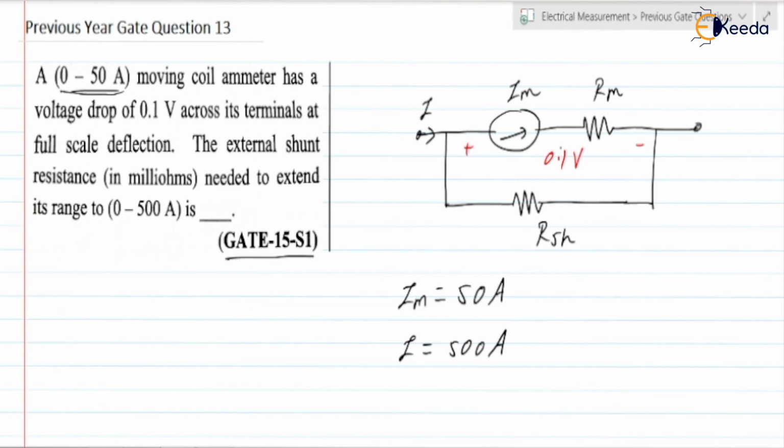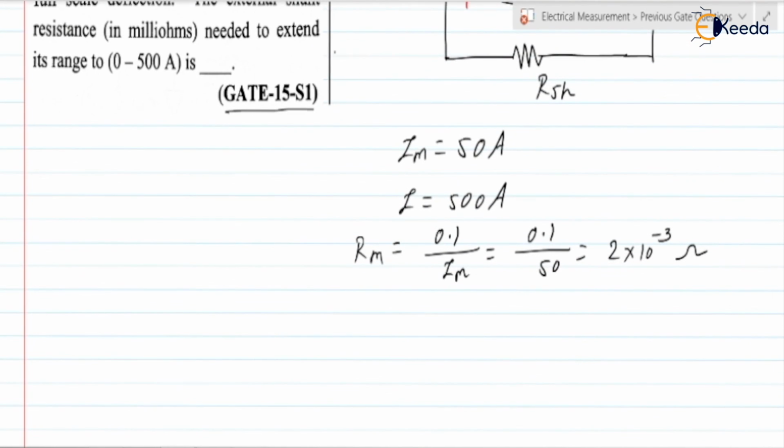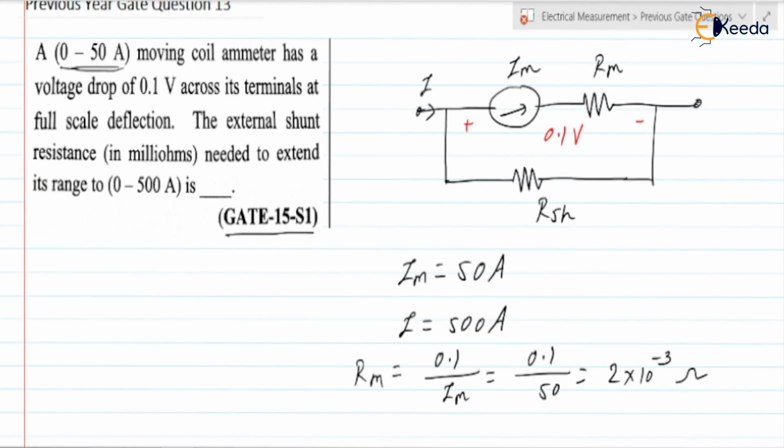Okay. So from this, can we find Rm? Yes, we know Rm is equal to 0.1 divided by Im. So Rm is equal to 0.1 volt divided by Im, so it is 0.1 divided by 50 ampere. It is 2 into 10 to the power minus 3 ohm. This is the basic meter resistance. Now here, if this current is I, which is equal to 500 ampere, this current is 50 ampere. So can we find this current ISH? ISH is equal to I minus Im.